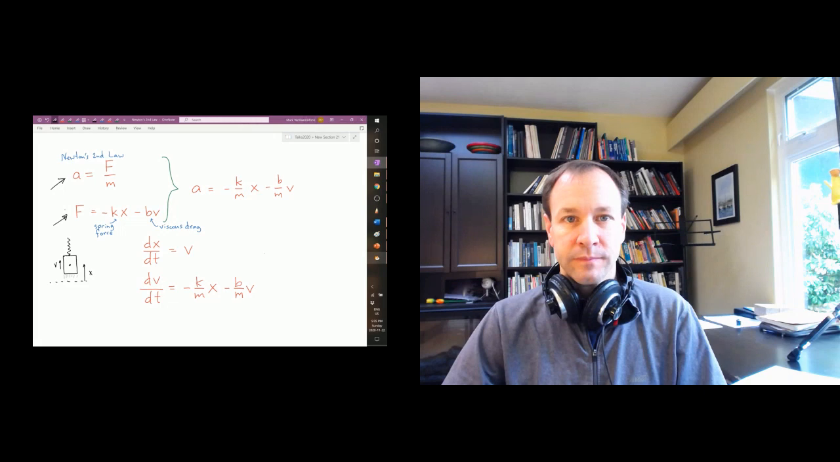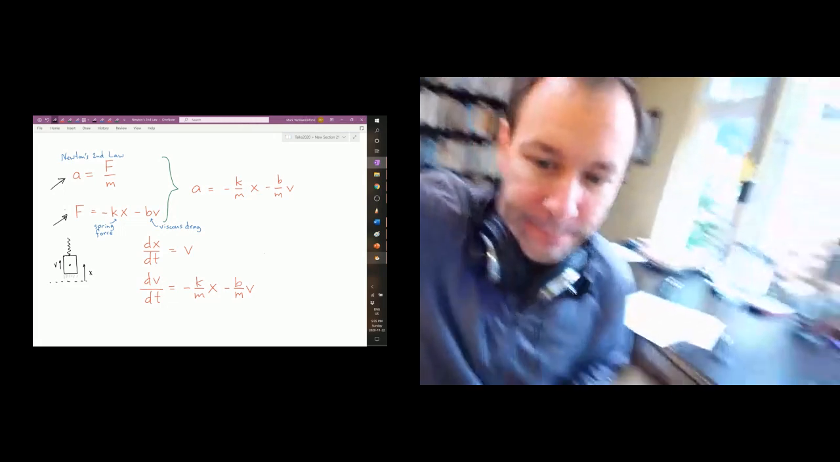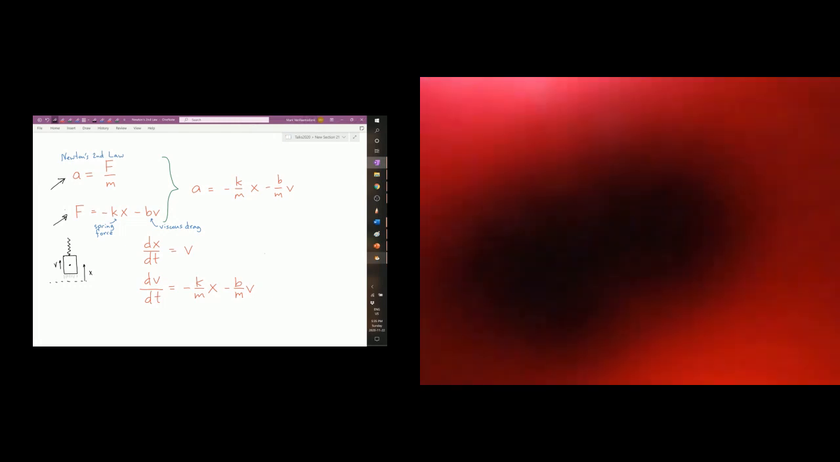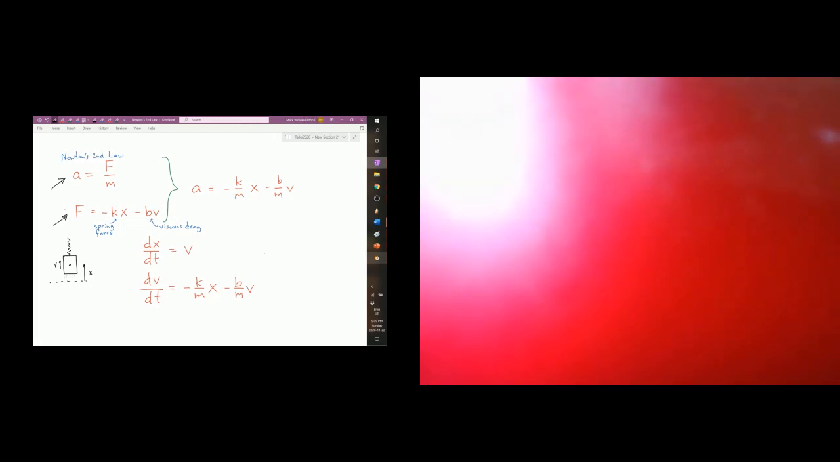But then we also have this viscous drag force, which, as I said, is proportional to the velocity and in the opposite direction to the velocity. Here b is just a coefficient that tells us how viscous the fluid is. Combining Newton's second law and our equation for the force gives us this equation for the acceleration of our object. Now we're ready to write down these equations at the bottom, which are going to allow us to predict the future motion of our object using the initial position and the initial velocity.